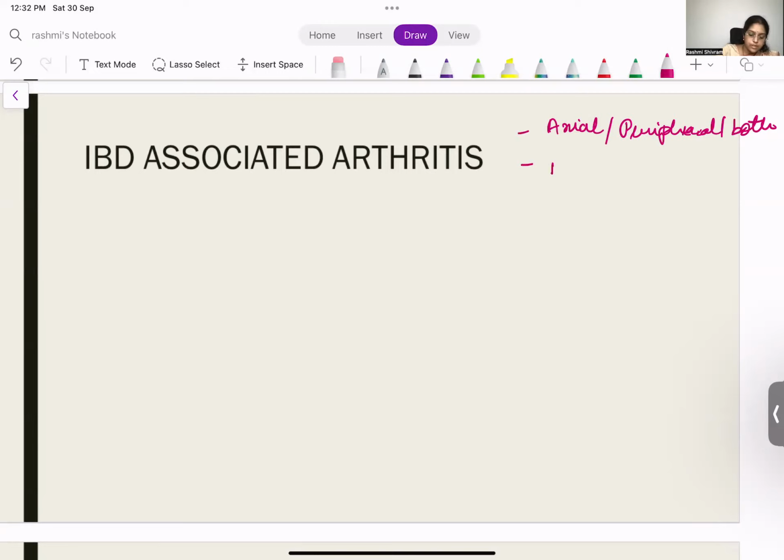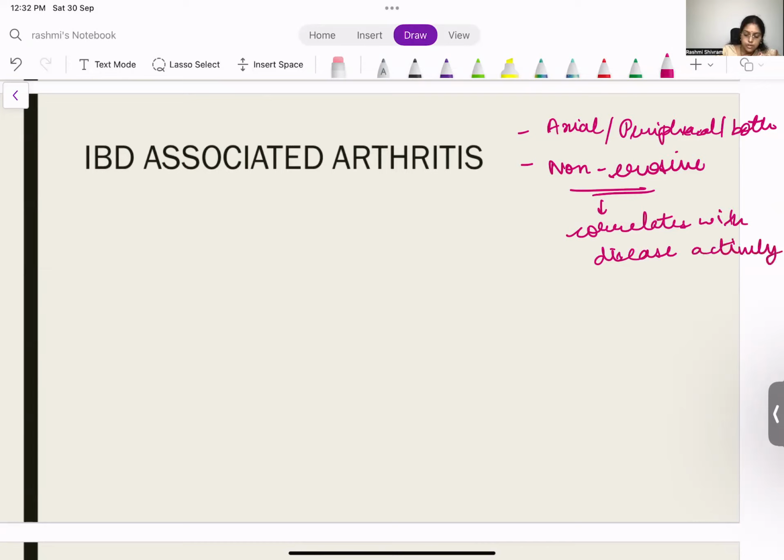Most important is that this is non-erosive. We saw that psoriatic arthritis was an erosive arthritis, whereas IBD-associated arthritis is non-erosive arthritis. And this arthritis correlates with the disease activity. The patient may be having a flare of Crohn's disease or ulcerative colitis, and at that time the patient develops an arthritic lesion. So it correlates with the disease activity.